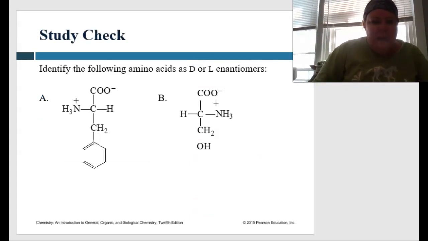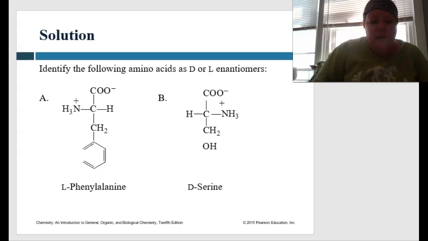All right, let's see with this one. Pause me and come back and figure out which one is D or L. All right, this one is an L enantiomer, where this one is D-serine. All right, good job, you guys.